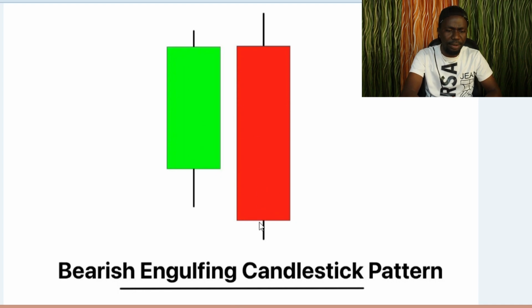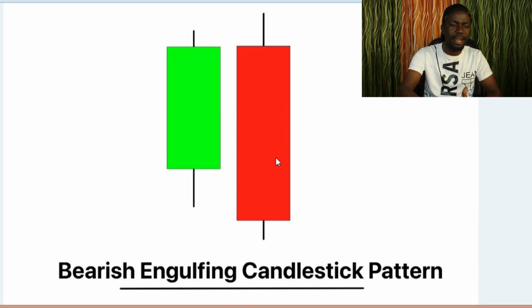So once this red candlestick closes, you place your sell trade and then your stop loss above the resistance level. Have it at the back of your mind that you only identify this candlestick pattern at an area of value, right? So this bearish engulfing pattern should be identified at a resistance level during an uptrend.